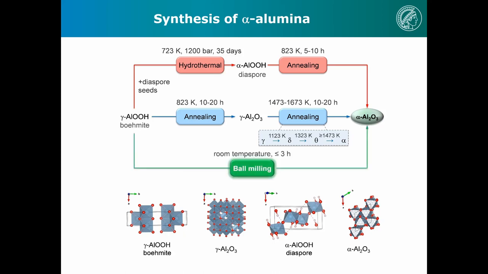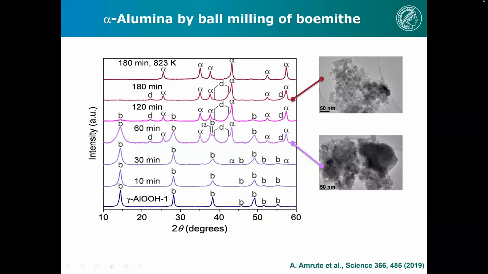And we found, again by chance, since we didn't have the supported gold catalyst, that if you mill boehmite for 3 hours at room temperature you get alpha alumina. This alpha alumina has 130 square meters per gram, tiny little particles. You can see this here in the X-ray diffraction pattern. So you start with the boehmite. You need to get some diaspore in between. After 3 hours, you have almost pure alpha alumina.